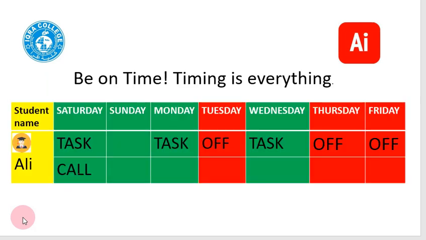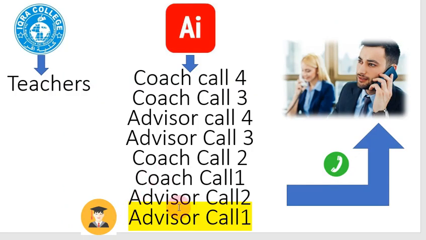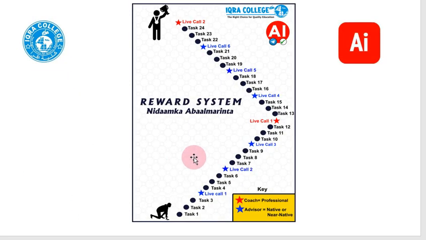All right. But since Ali did the call here, he'll get this 3 over 6. He can go to the next level. So he's gonna get these calls. He's ready to get advisor call 1, and that's that one. So he's ready to go to the next level, which is along our ladder. I hope that makes sense.